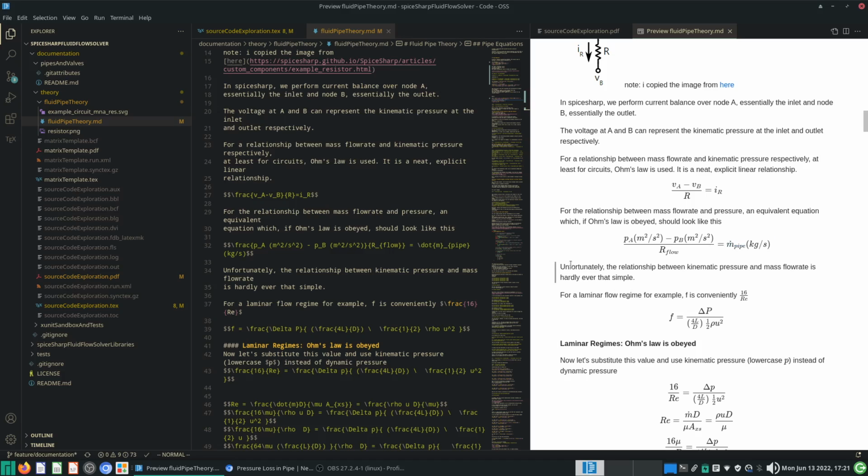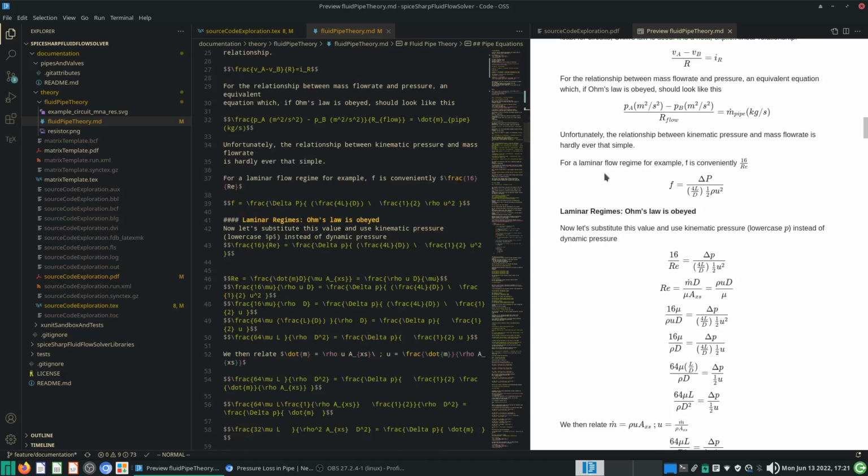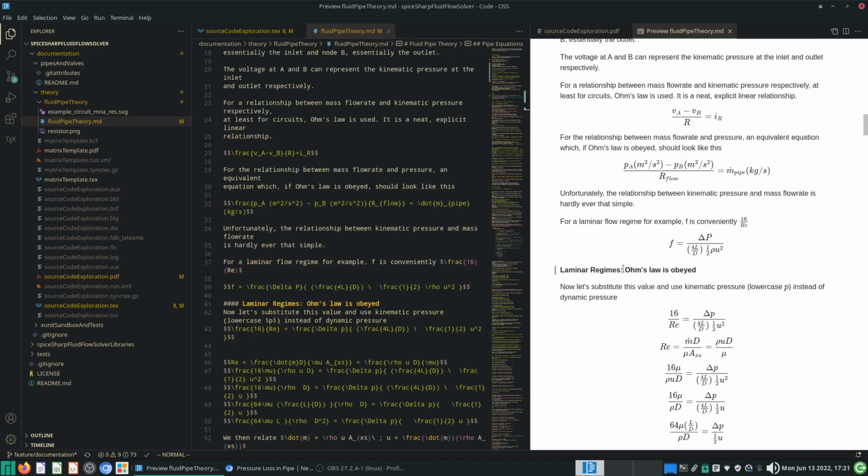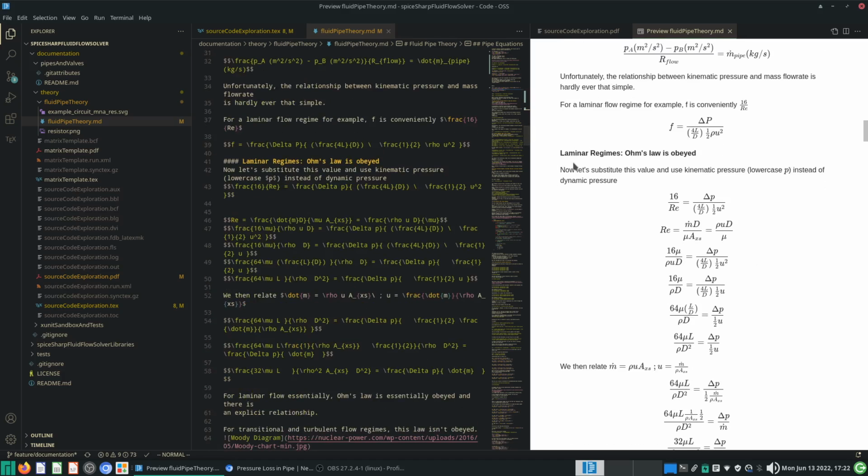Unfortunately the relationship isn't that simple, as we discussed before, except in a laminar flow regime. The laminar flow regime is a bit different. You can almost use Ohm's law, if I'm not wrong, for the laminar flow regime. For any other regime, you can't really do that. For the laminar flow regime, the friction factor is 16 over Reynolds number. So let's check out the laminar regime. Ohm's law is actually obeyed in a laminar flow regime.